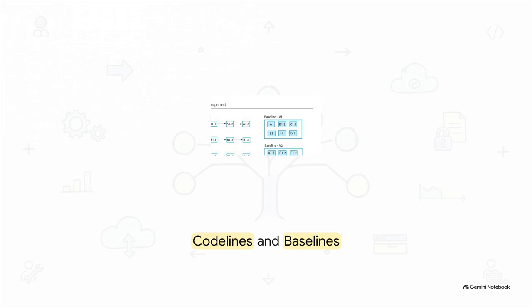On the flip side, a baseline is like a snapshot. It's a specific collection of component versions that, together, make up a complete working system at a single point in time. So in baseline V1, we might be using version A1.1 of a component, but by the time we hit baseline V2, we've upgraded that specific component to version A1.3. A really common mistake students make on exams is assuming these two terms are interchangeable. They are not. Just remember, code lines track individual component history, whereas baselines define a whole system snapshot.